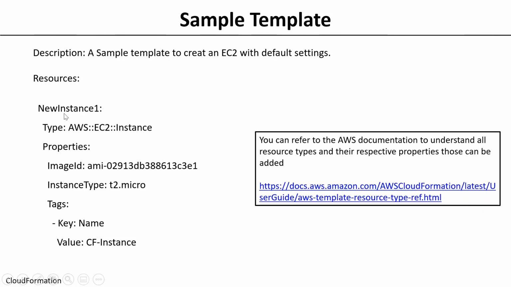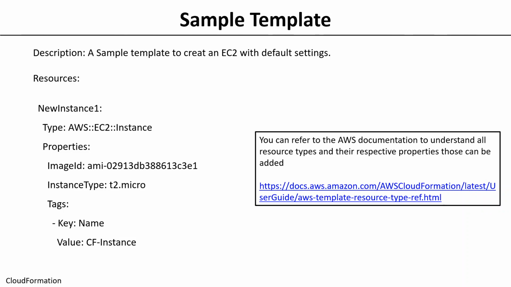Then the type. This is predefined. This is static. I cannot change these wordings or the letters here. So type AWS, it is an EC2. In that EC2, a service called instance is what you are creating. For this instance, these are the properties. So this is how the template is created, and this is a sample template that we have.